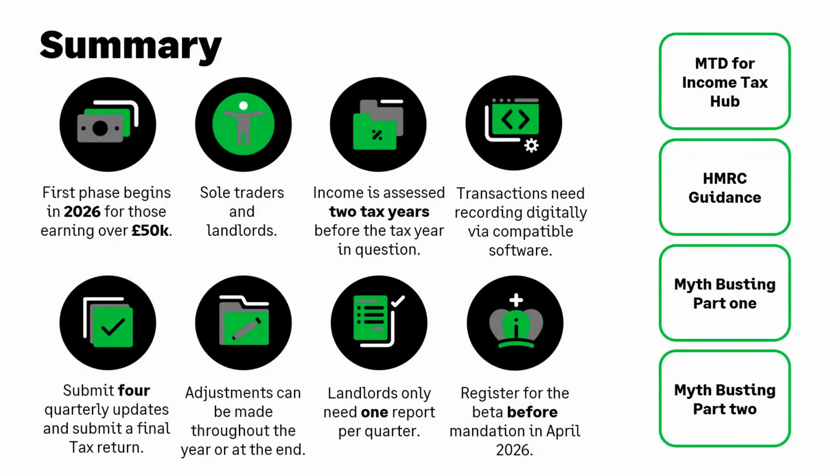So let's summarise the information that we have covered today. The first phase begins in April 26 for those earning over 50,000. This process is for sole traders and landlords. Income is assessed two tax years before the tax year in question. Transactions will be recorded digitally and submitted via compatible software. You will submit four quarterly updates and a final tax return. Adjustments can be made throughout the year or at year end.